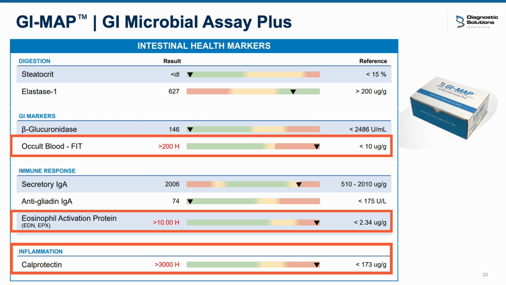So at the top, when we assess digestion, we want to make sure our patients are digesting and absorbing as much as they can. Absorption is often limited, and so pancreatic function is crucial. We also want to look at immune function, like the secretory IgA, anti-gliadin IgA to look for a gluten reaction, and a hyperactive immune response.